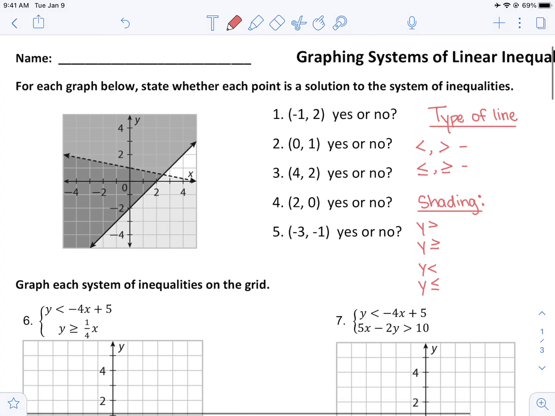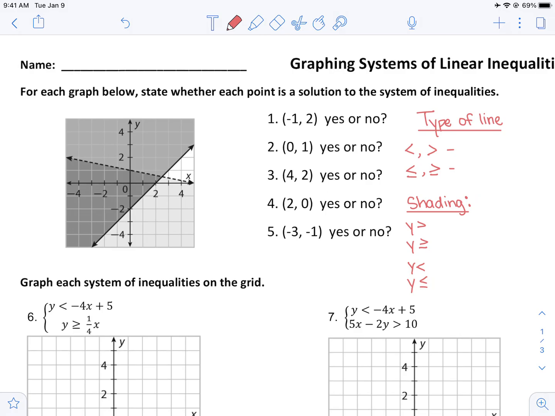Today we're going to be graphing systems of linear inequalities. First we're going to start off with determining if the point is a solution. We have 1 through 5, we're given points, and what we're looking for is for the point to fall in this shaded area right here, where the shading overlaps for both lines. So we're going to plot the points and see if it falls in the area. If it does, it's a solution. If it does not, it is not a solution.